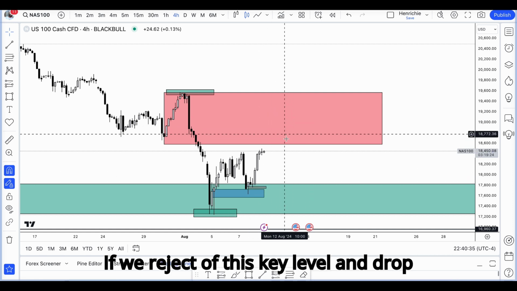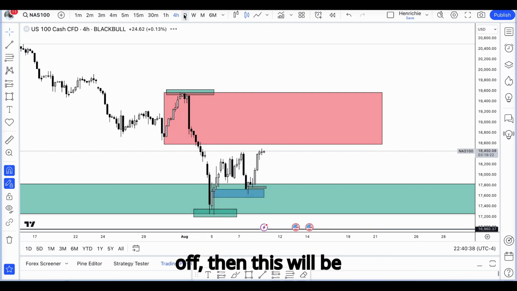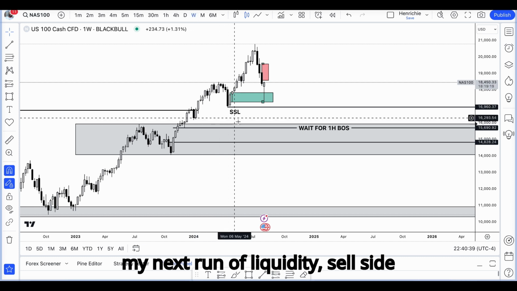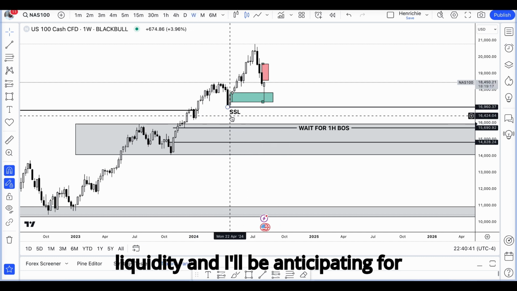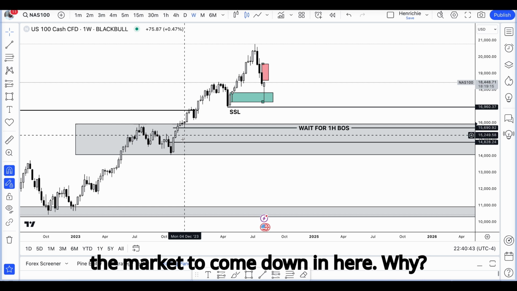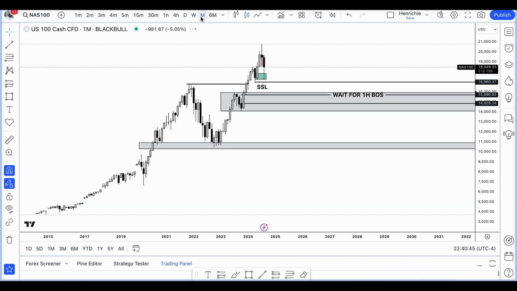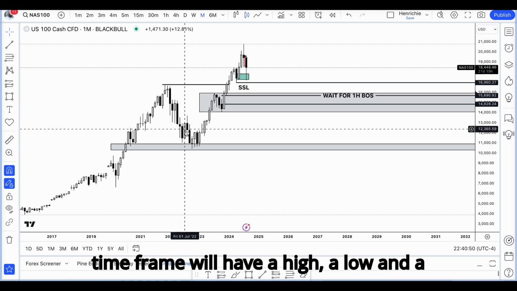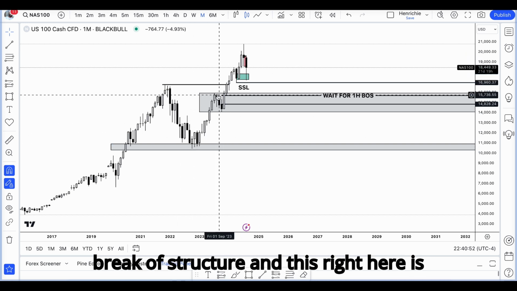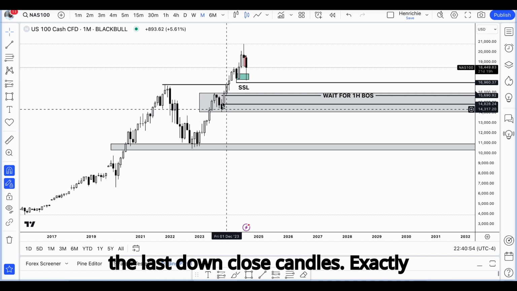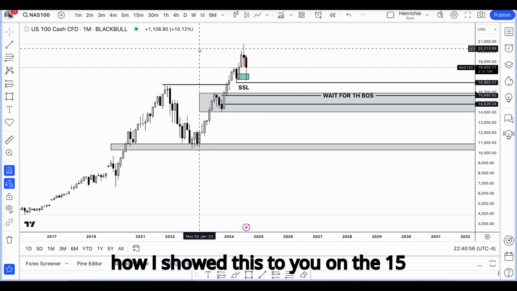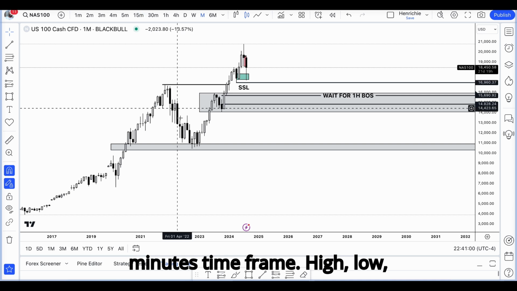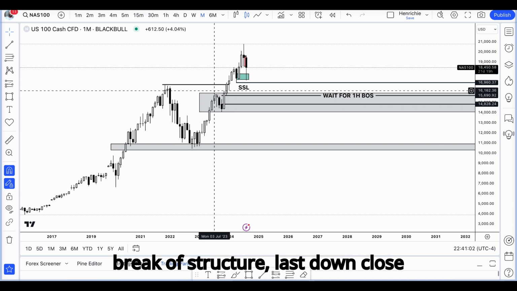If we reject off this key level and drop off, then this will be my next run of liquidity, sell side liquidity, and I'll be anticipating the market to come down in here. Why? Because overall, if we go to the monthly time frame, we'll have a high, a low, and a break of structure. And this right here is the last down close candle. Exactly how I showed this to you on the 15 minutes time frame. High, low, break of structure, last down close candle.